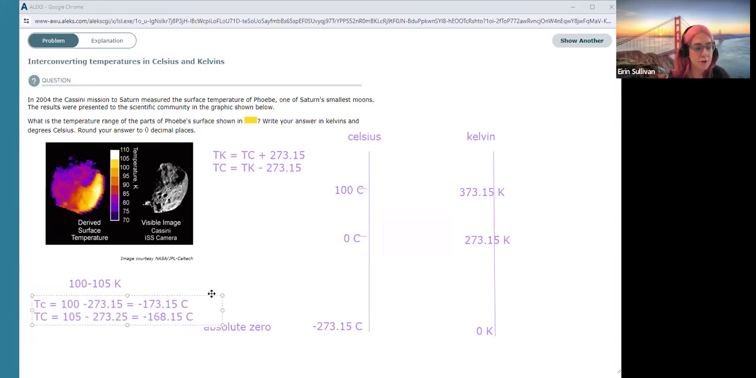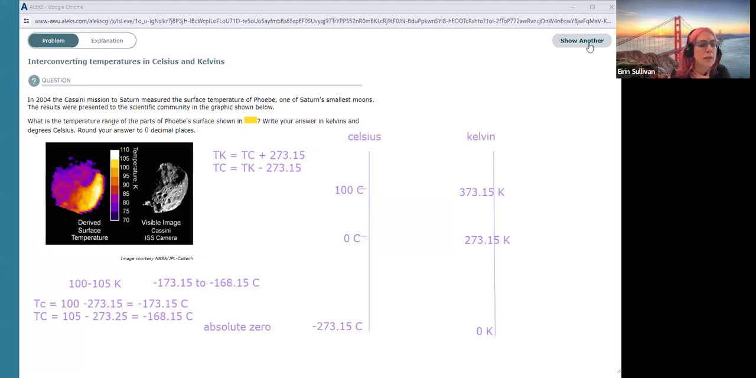So there is our temperature range. So the coldest temperature would be the minus 173.15, and then the warmest, the highest temperature in that range would be the minus 168.15 Celsius. Okay, so that's converting Kelvin into Celsius.